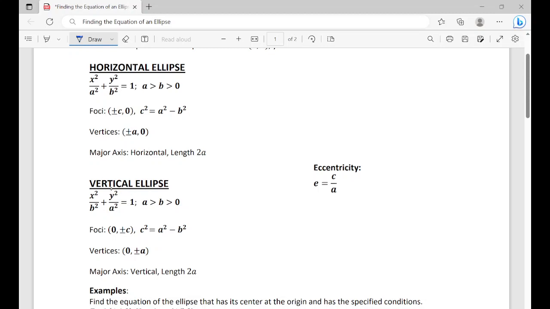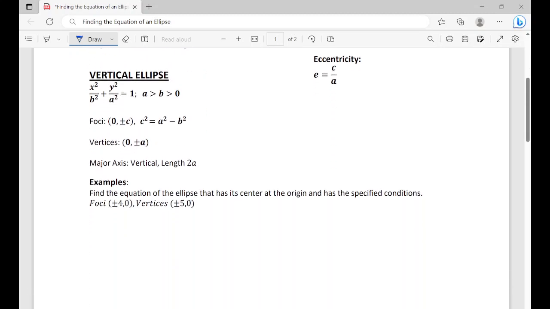Vertical ellipse is fairly similar, except it's x squared over b squared plus y squared over a squared equals 1, this form here, with the foci running along the y-axis, 0, comma, plus minus c, with vertices at 0, comma, plus minus a, with the major axis running along the vertical length of 2a. This is also the equation of the eccentricity, e equals c over a, which is sometimes used if given a question, which we will be. So knowing all that, let's find some equations of ellipses.